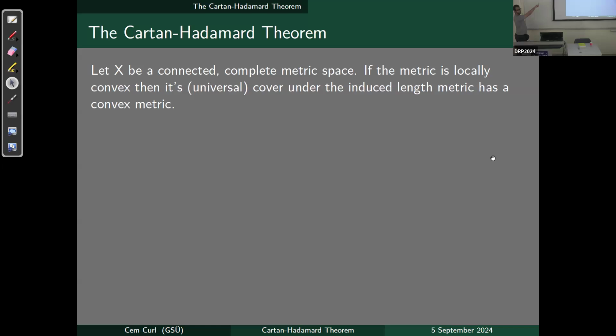This is not the full Cartan Hadamard theorem. There is a second part, and to be exact, the second part is related to Alexandrov patchwork, which we're not going to get very much into. The second part says if X is of curvature less than or equal to K, where K is smaller than 0, then the length space, as shown previously, is a CAT(K) space.